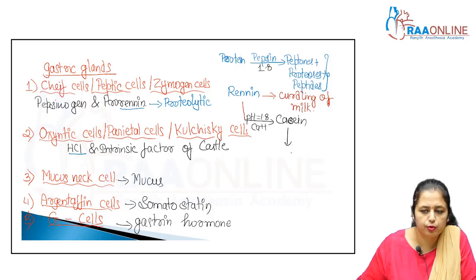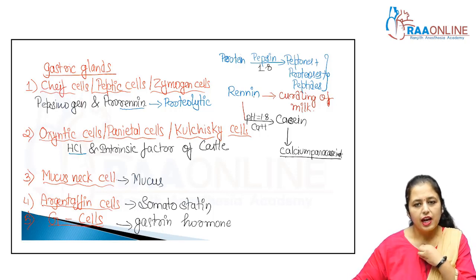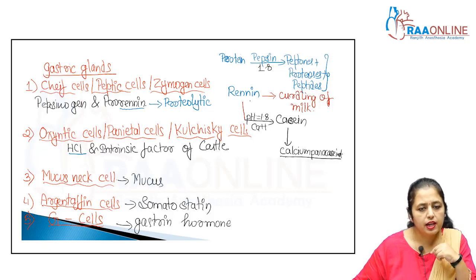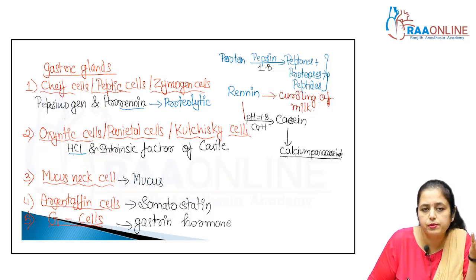It converts it into calcium paracaseinate, right? And after that pepsin acts on it and digests it completely. So in that manner both these enzymes act. Oxyntic cells, parietal cells, HCl helps in the activation of pepsinogen and prorenin and converts them into pepsin and renin, right? As well as they destroy the microbes which come with the food which we have taken.